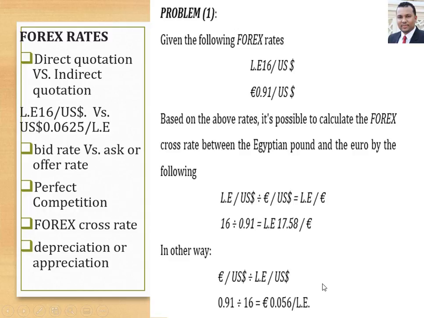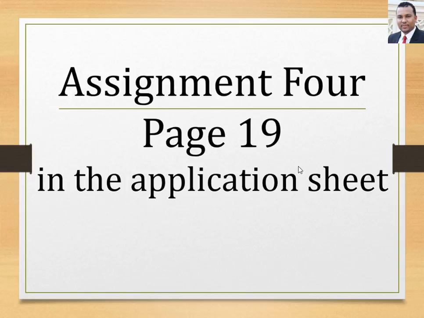In all cases, if you want to convert the exchange rate from direct quotation to indirect quotation, suppose direct quotation equals E, then indirect quotation equals 1 divided by E. You can use this in assignment 4, and this is required.